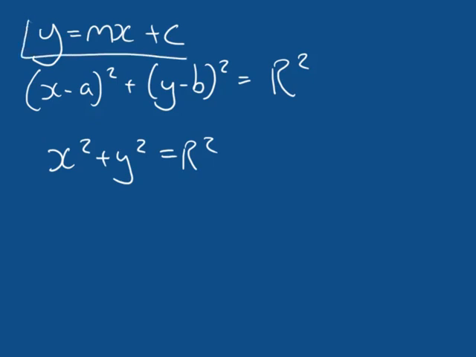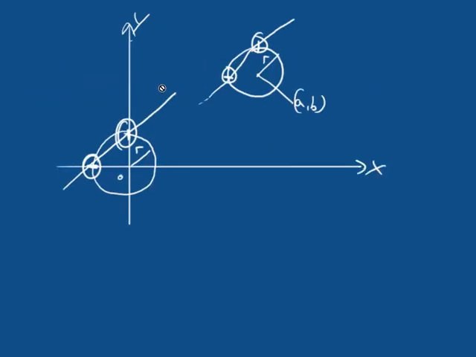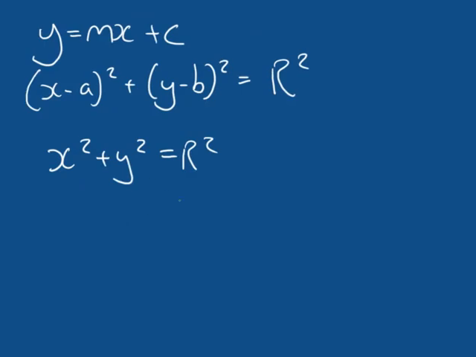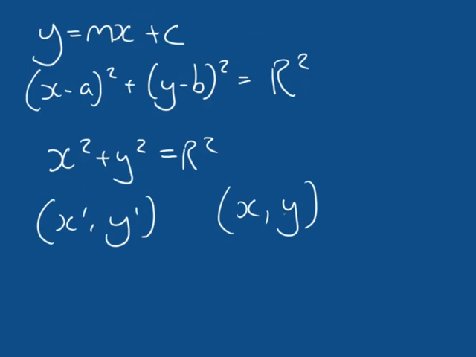So we need to translate our line y equals mx plus c by minus a in x and minus b in y. Now, to represent the fact that this is our transformed line, as opposed to being the original line, I'm going to use a slightly different notation. I'm going to use the coordinates x dash, y dash to represent a point on the transformed line, whereas x, y represent our point in the original space of the problem. So that means our line equation for our transformed line is going to be y dash is equal to mx dash plus c.